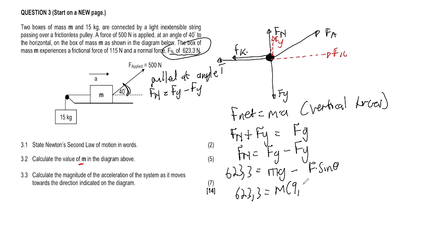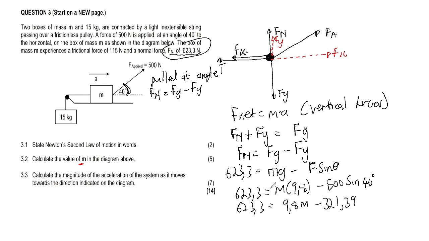Now we have 623.3, and then we don't have our mass. But we know the gravitational acceleration is always 9.8. The force applied is 500. Then sine, we have the force being applied at an angle of 40 degrees. Now that means we can calculate here. We will have the 623.3 and then here the 9.8 M. Calculating that, negative 500 sine 40, that's a negative 321.39.